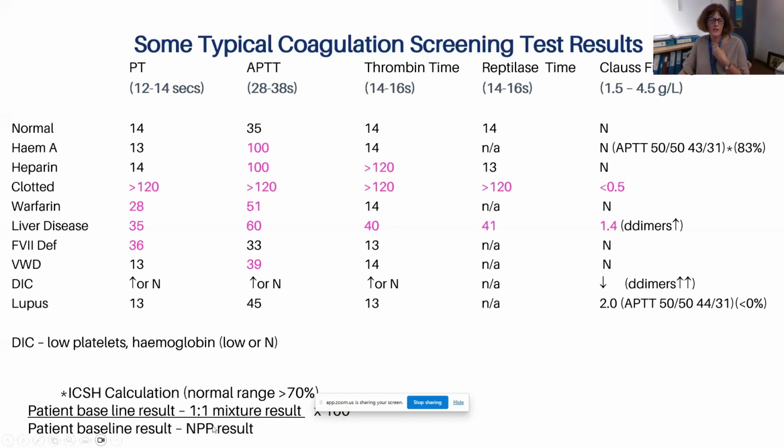So this is the ICSH calculation for the APTT 50-50 mix. I've put it there in my talk. And so with this last patient here, this one had a PT of 13, an APTT of 45, which is prolonged, a normal thrombin time. And when we did the 50-50 mix, it didn't correct. It was nearly the same as the patient's APTT. So if you did this little calculation, it would be a less than 0% correction. So definitely this is some kind of an inhibitor that we've detected in the APTT. And the most common one we're going to find is lupus.